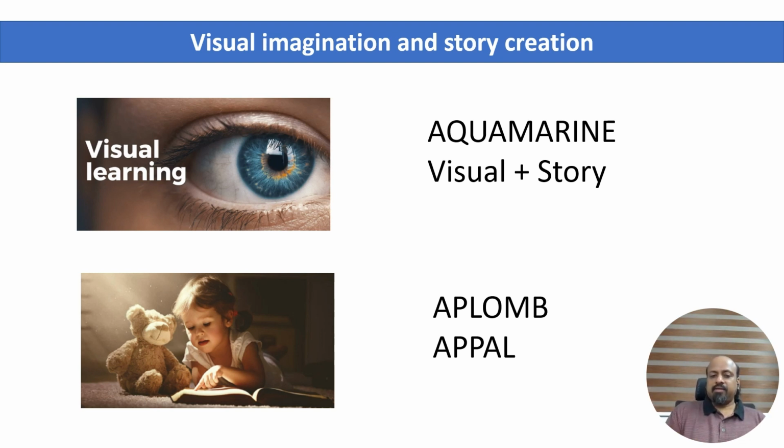So how do I do this for aplomb and apparel? I created a story for these words as well. For example, I'll tell you for aplomb. This is just one example.